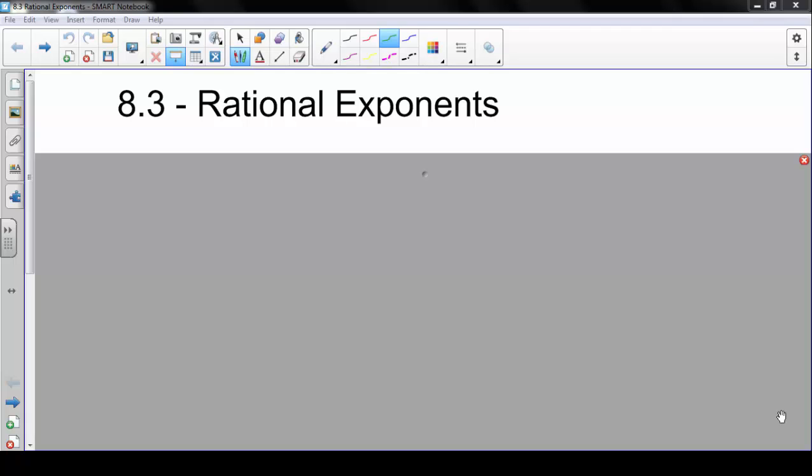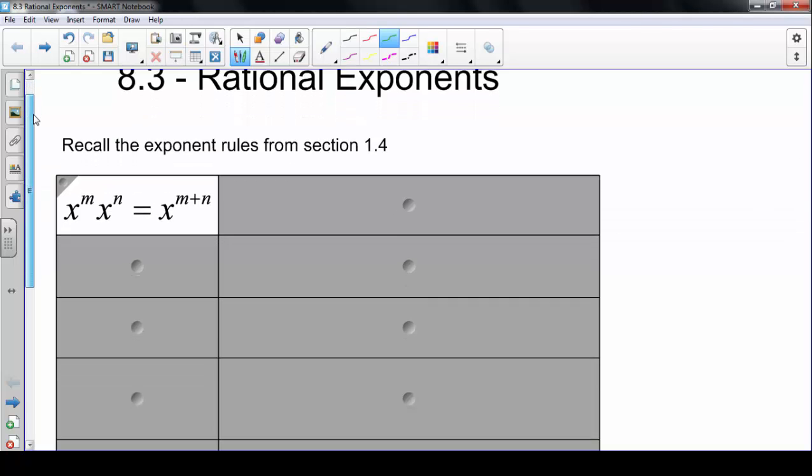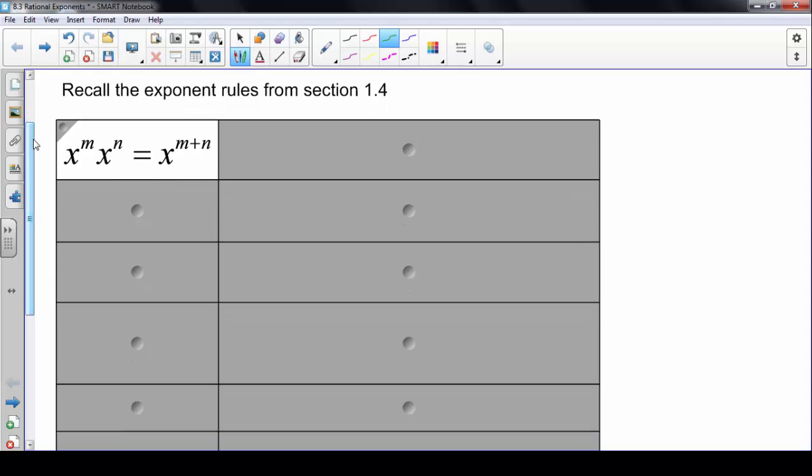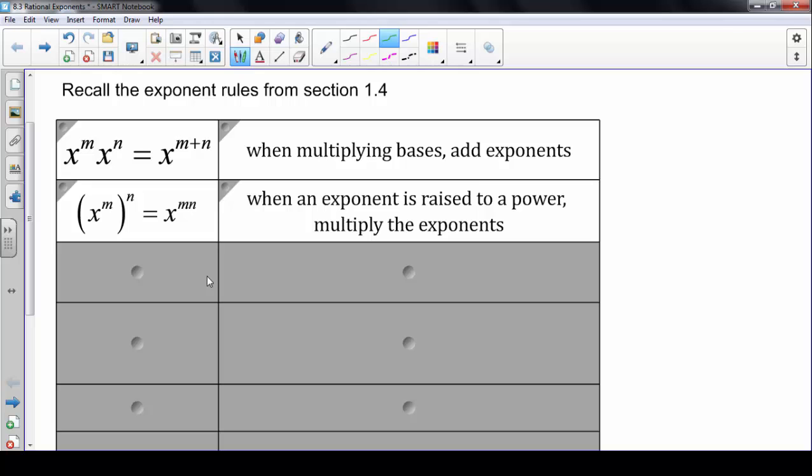Section 8.3, Rational Exponents. So first off, we're going to go back over the rules for exponents that we learned in section 1.4. These are all in your book, and so I'm going to go through them quickly. First off, when we multiply bases, we add our exponents. When we have a power to a power, you multiply those exponents.